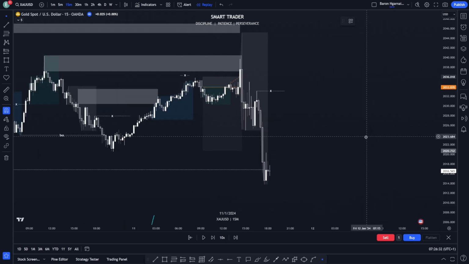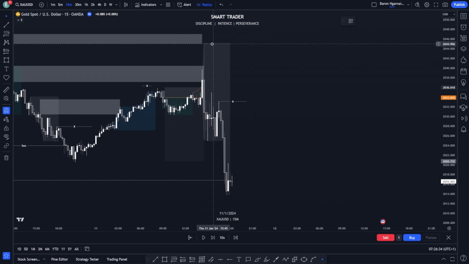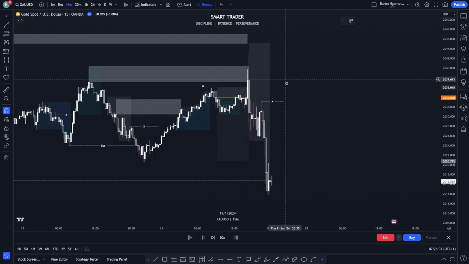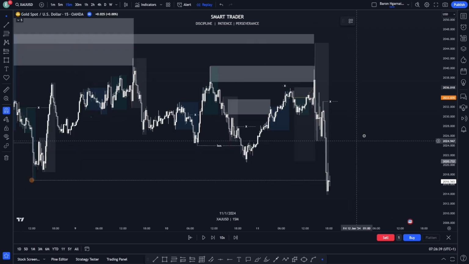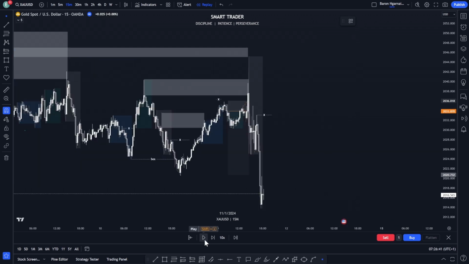to take out this inducement and mark our decisional order block and extreme order block. So wait for the market to mitigate it, and then we can start selling. So let's wait and see what the market will do.